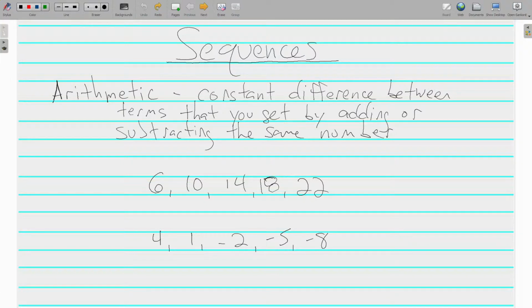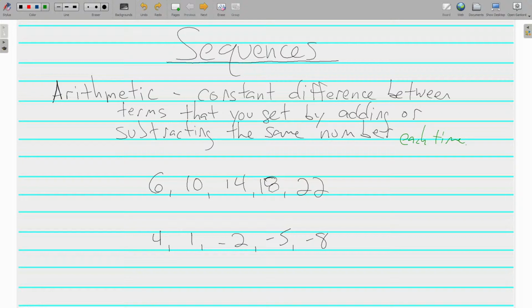A sequence is a series of numbers that usually follow some kind of pattern. There are two types we're going to talk about in this video. There are arithmetic sequences like these two here. Arithmetic sequences have a constant difference between the terms that you get by adding or subtracting the same number each time.